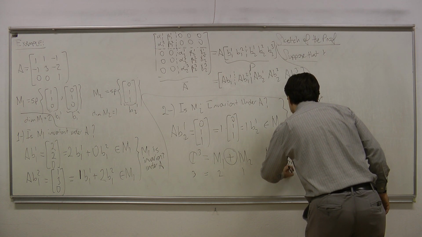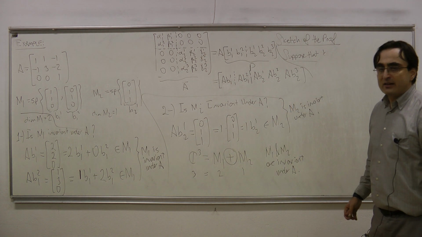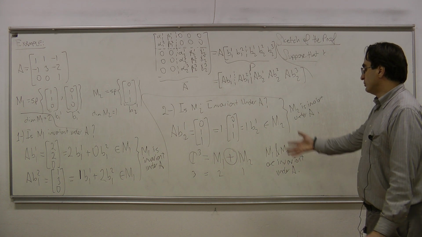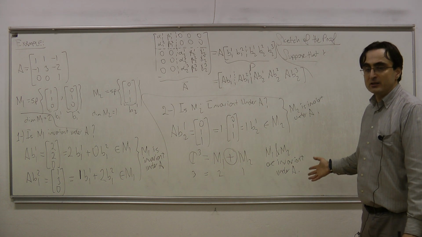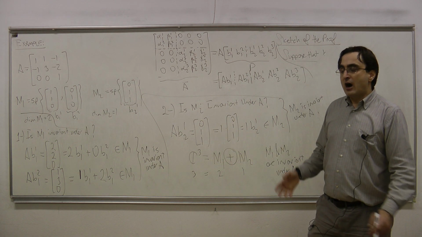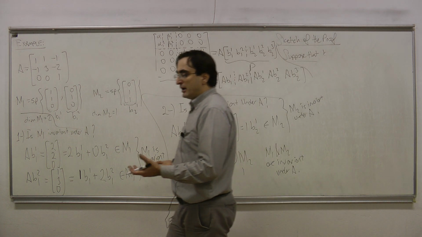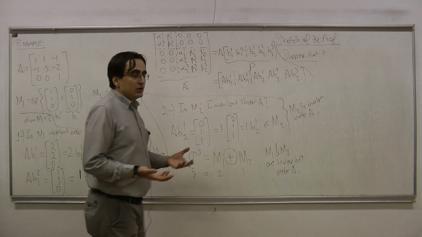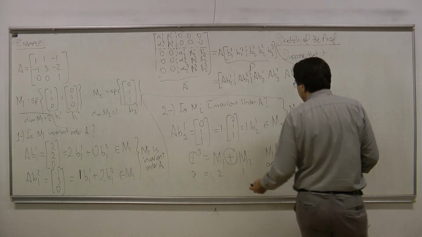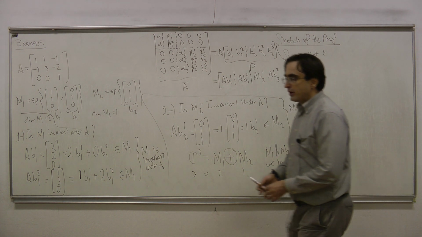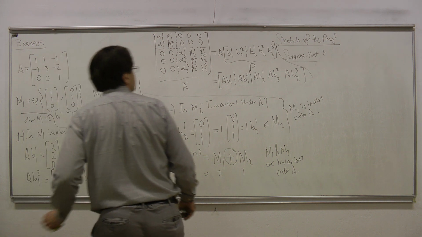Okay? As a result, if I form a P matrix which is composed of columns which are the basis vectors of these subspaces, I can obtain a simplified matrix representation, a block diagonal representation with blocks with sizes 2 and 1. Okay? Let us now try to do that.